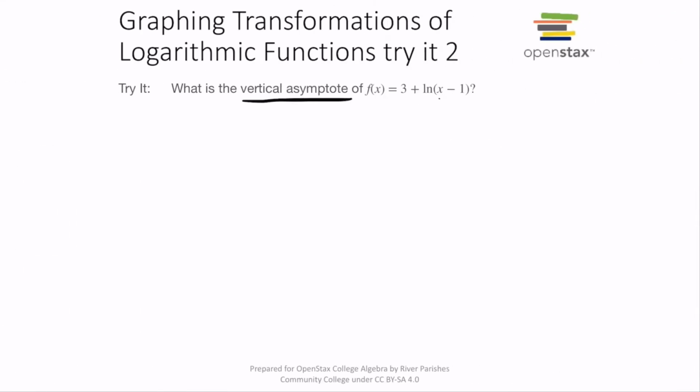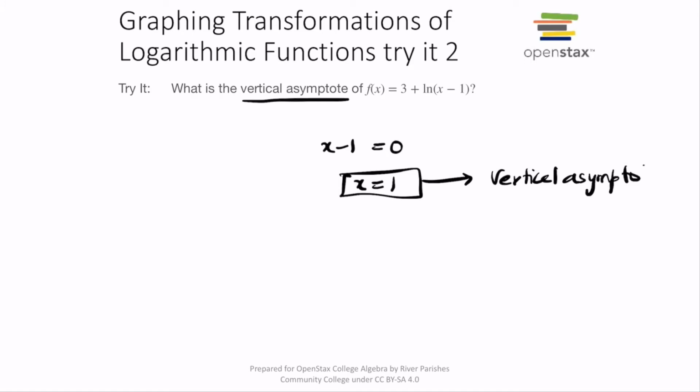So if you substitute x equal to 0 here, you get ln of negative 1, which is going to be invalid. So the idea here is to take the value inside the log. So we have x minus 1 greater than 0. So x minus 1, put it equal to 0 and x becomes equal to 1. This here becomes the vertical asymptote. So this is the way we generally find the vertical asymptote.